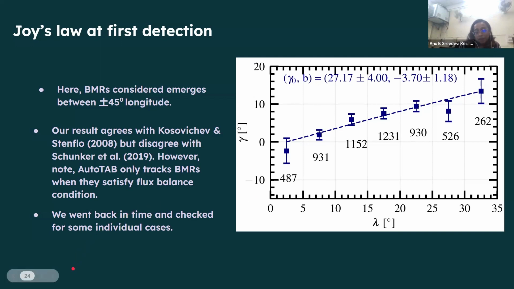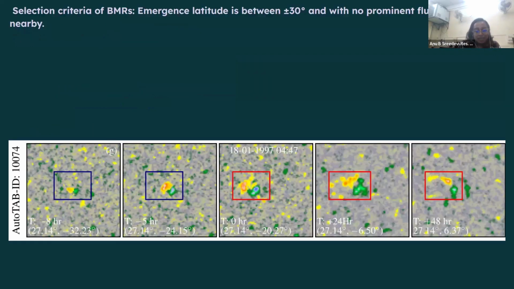In the previous study by Hannah Shankar's group, they say that BMRs emerge with zero tilt, and they develop a tilt in the later phase of their lifetime. So emergence is also subjective. When you call it emergence is subjective. So we went back in time and checked some few cases.